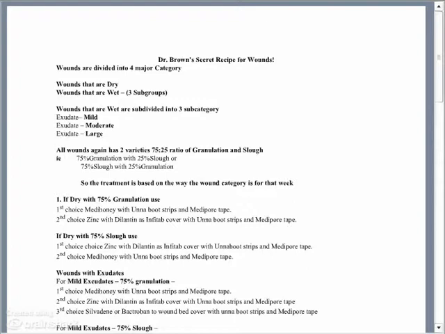So it will be dry wound with 75% granulation and 25% slough, and dry wound with 75% slough and 25% granulation. And that would be the same thing for exudate: mild with 75-25 granulation and slough. And accordingly, we'll design the wound care protocol.